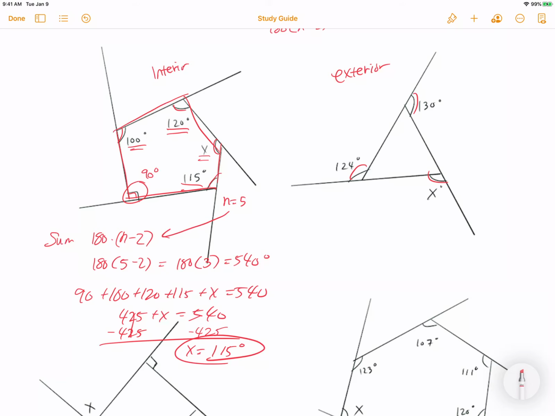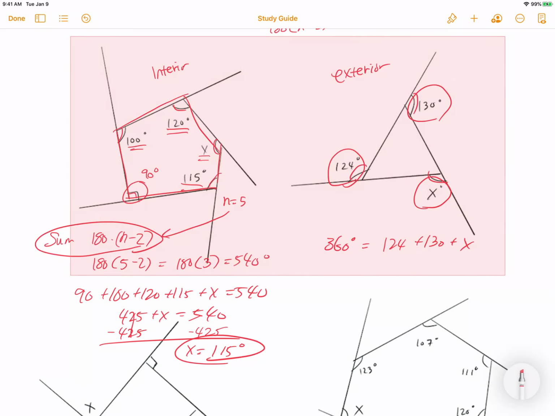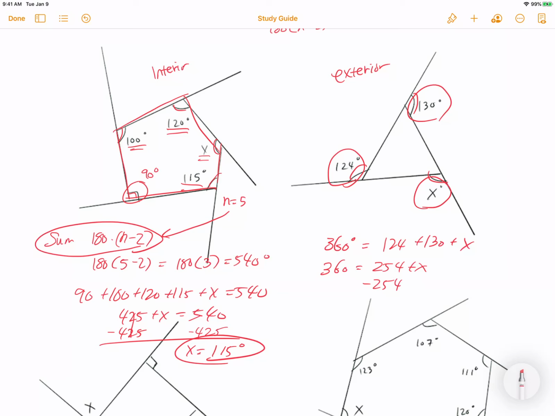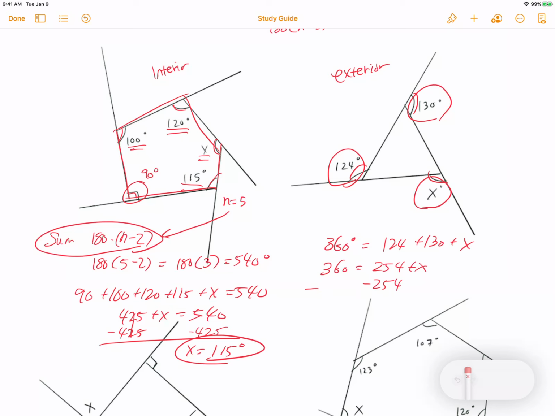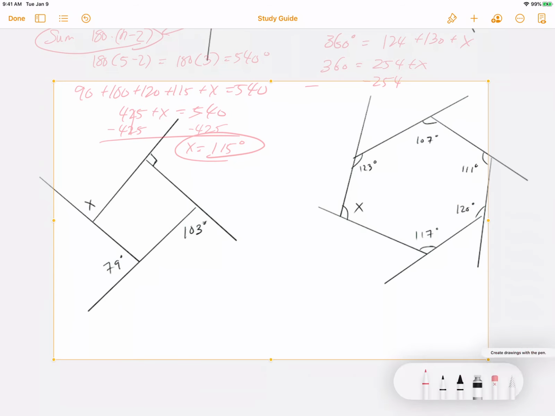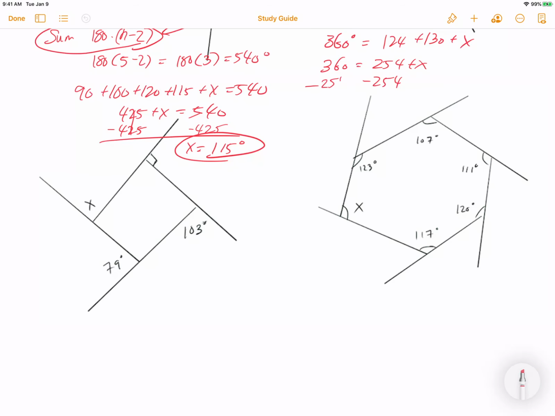The second question is exterior, so exterior angles means that you don't have to do this crazy formula. You just have to simply say, hey, the total sum is just simply 360. That 360 is a result of adding these three angles combined. So that will be 124 plus 130 plus x. When you add those up, 360 is equal to 254 plus x. Subtract 254 on both sides of this equation, and you get x is equal to 106 degrees.